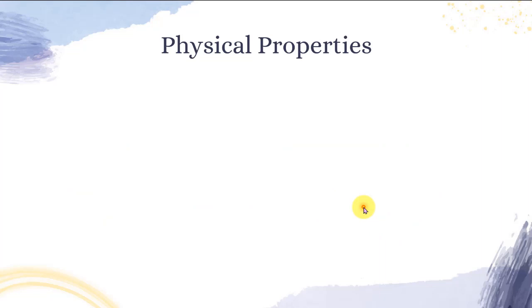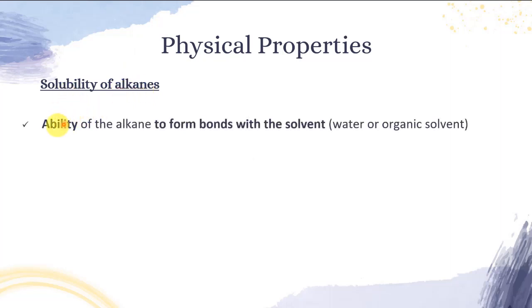The next physical property we want to look into is the solubility of alkane or cycloalkane. Solubility refers to the ability of the compound to form bonds with the solvent. The solvent can either be water or an organic solvent. First of all, all alkanes, including cycloalkanes, are insoluble in water, as water is a polar solvent.